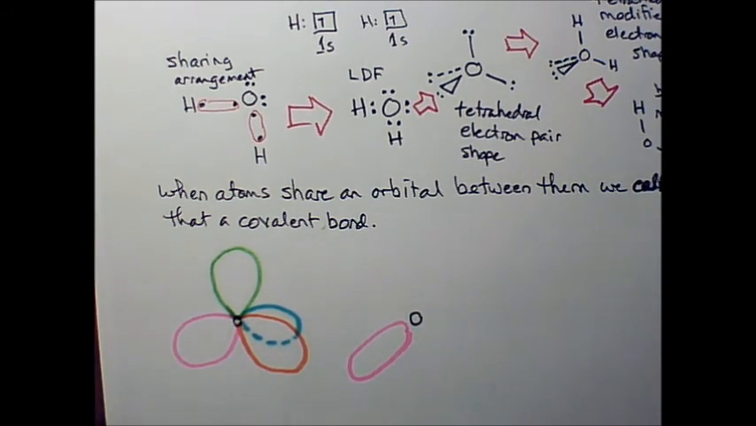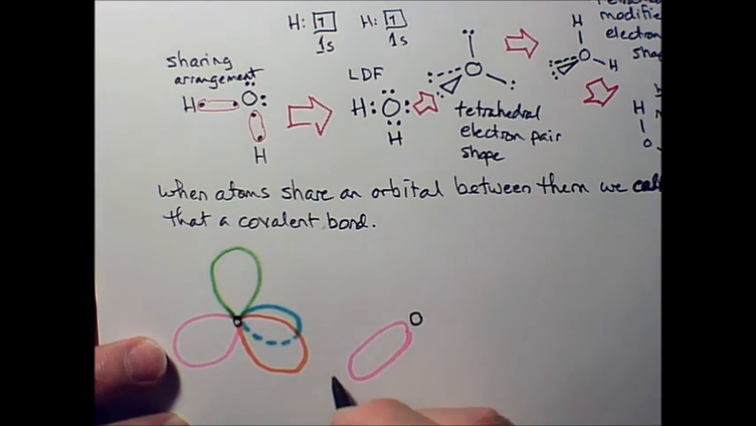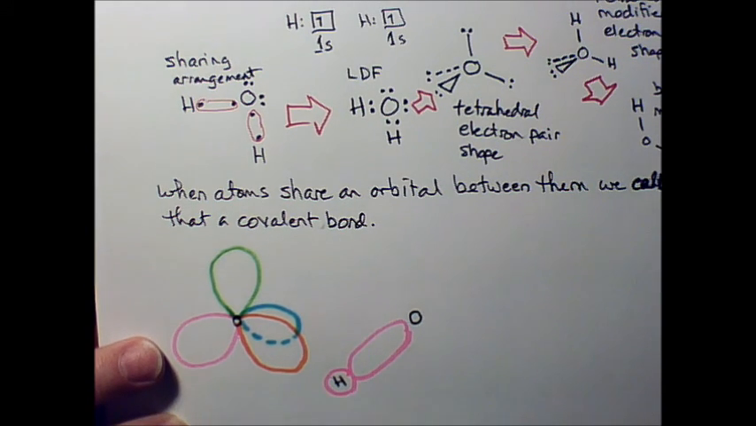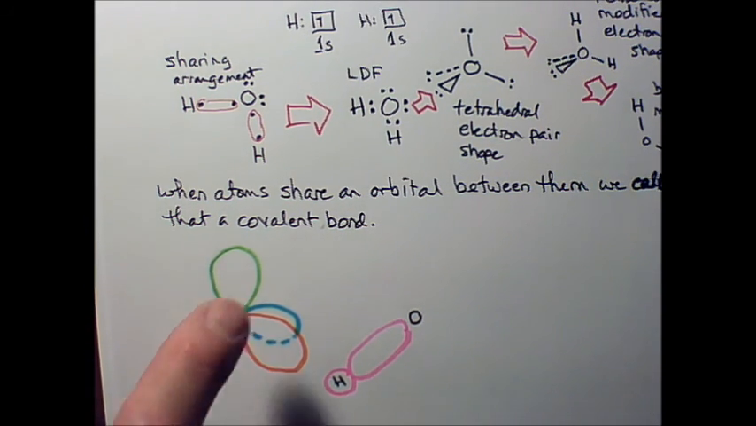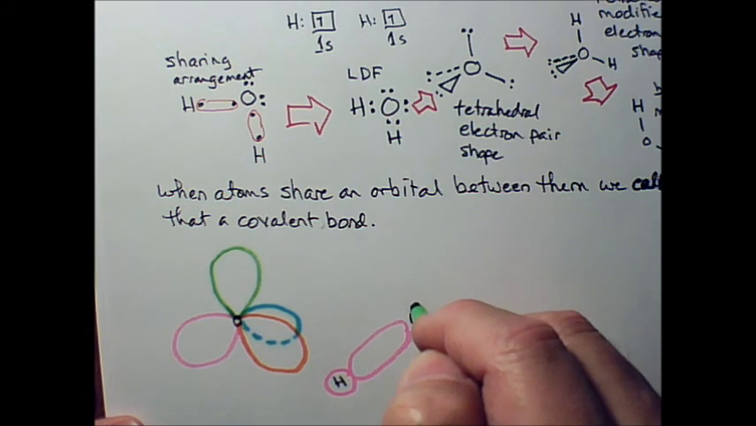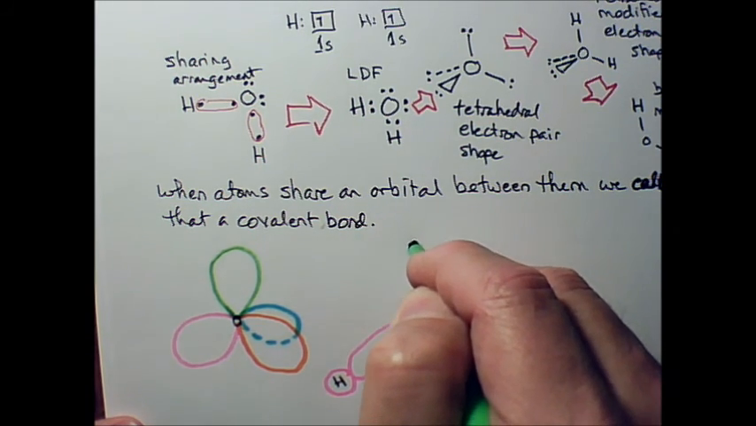We'll call it a hot dog shape. Okay? So this is the hydrogen over here. All right? And the same thing is going to happen with the other orbital that it's going to share.